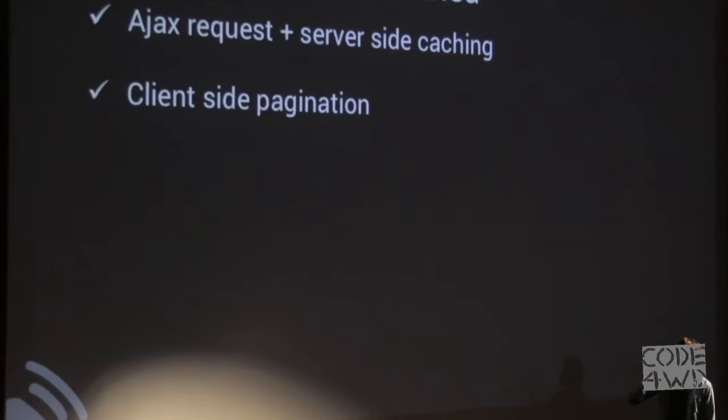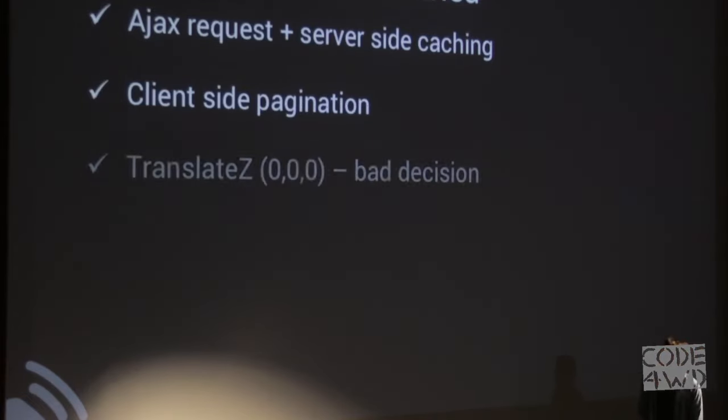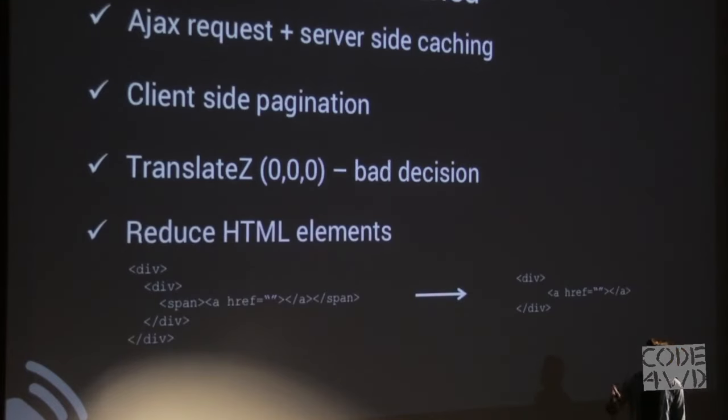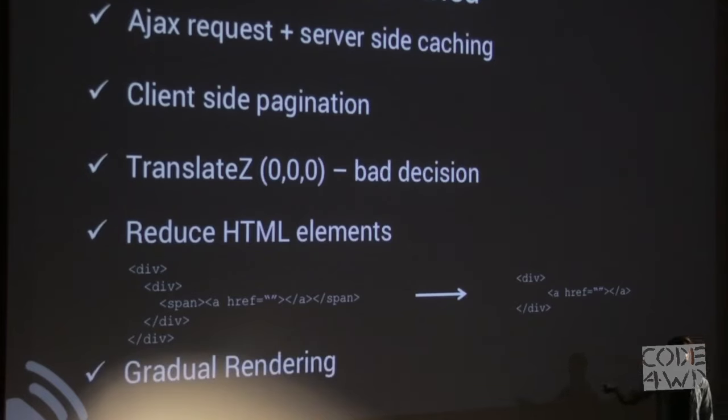That's pretty basic. We tried to use pagination instead of rendering the entire board. We tried to move that into the GPU. It wasn't a good decision because it was really CPU intensive. We tried to reduce HTML elements. That actually really helped, to our surprise. So instead of having all these elements, just reduce the elements. And we tried to use gradual rendering. And the last point was the tiebreaker and really what improved the performance.